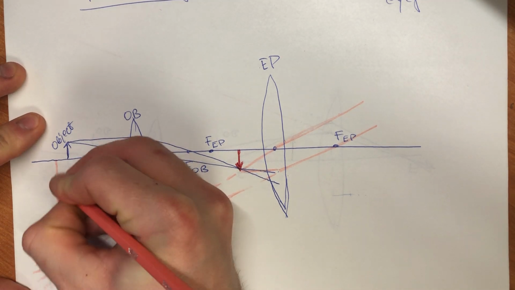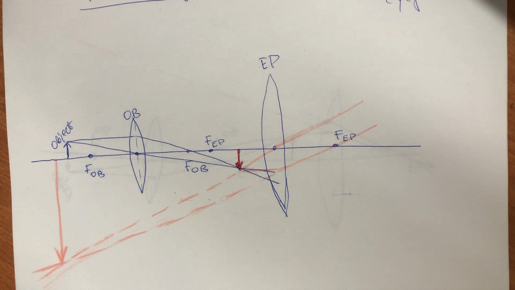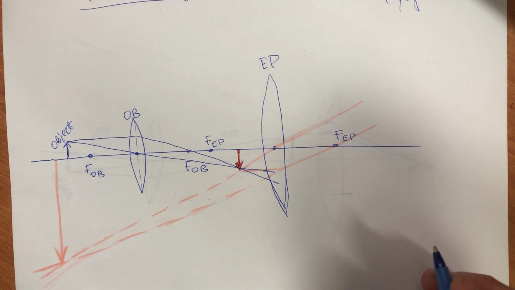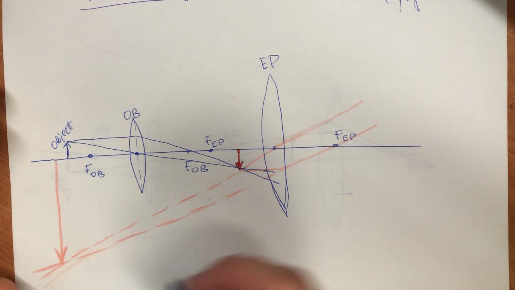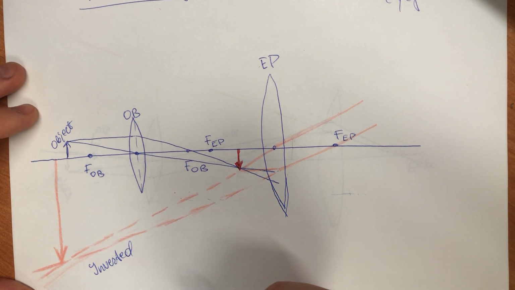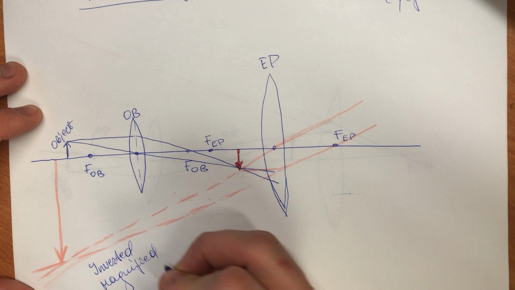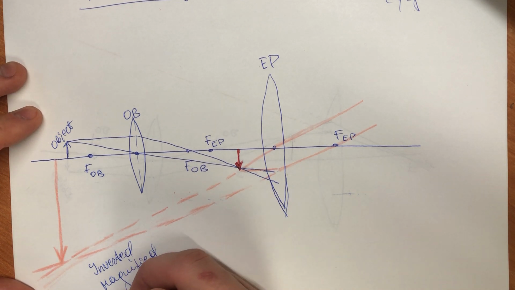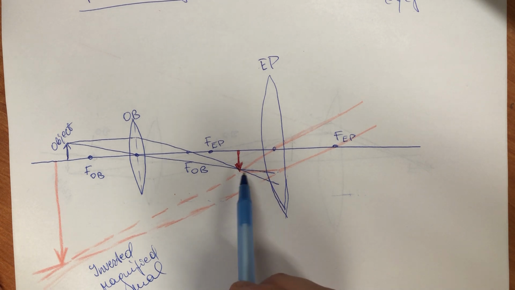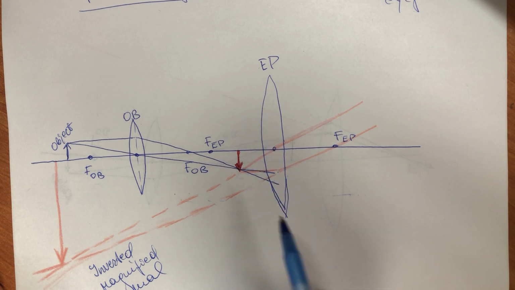Anyway, you don't need to learn these drawings, but what we get is an inverted, magnified, and virtual image. And you see that magnification occurs one time at the objective, another time at the eyepiece.